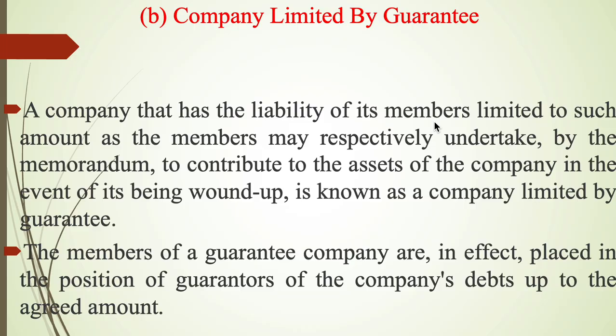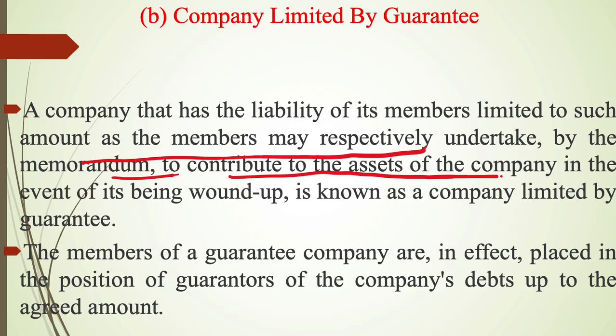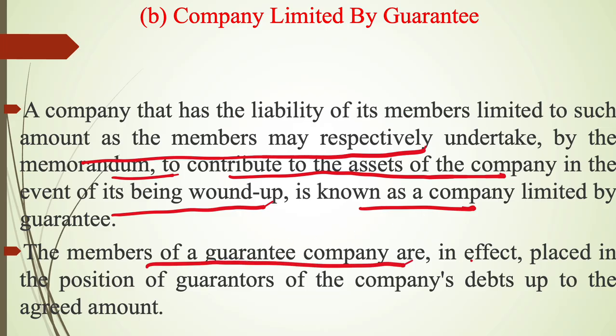Second is company limited by guarantee. A company that has the liability of its members limited to such amount as the members may respectively undertake by the memorandum to contribute to the assets of the company in the event of its being wound up is known as a company limited by guarantee. The members of the guarantee company are in effect placed in the position of guarantors of the company's debt up to the agreed amount. So the members of the company are guarantors of the company's debt up to the agreed amount and up to the agreed time period.